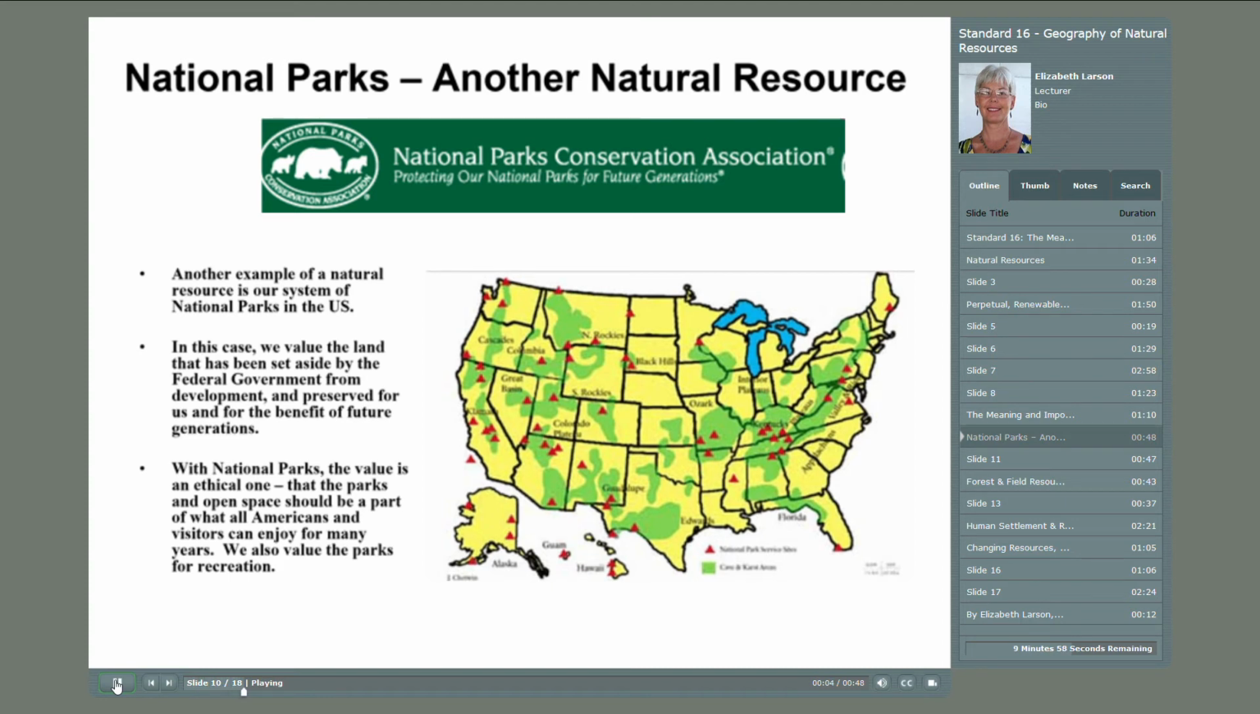Another example of a natural resource, although not an energy source, is our system of national parks in the United States. In this case, we value the land that has been set aside by the federal government from development and preserved for us and for the benefit of future generations. With national parks, the value is an ethical one, that the parks and open space should be a part of what all Americans and visitors can enjoy for many years. We also value the parks for aesthetic reasons, for recreation and relaxation, resources that for many Americans are often in short supply.